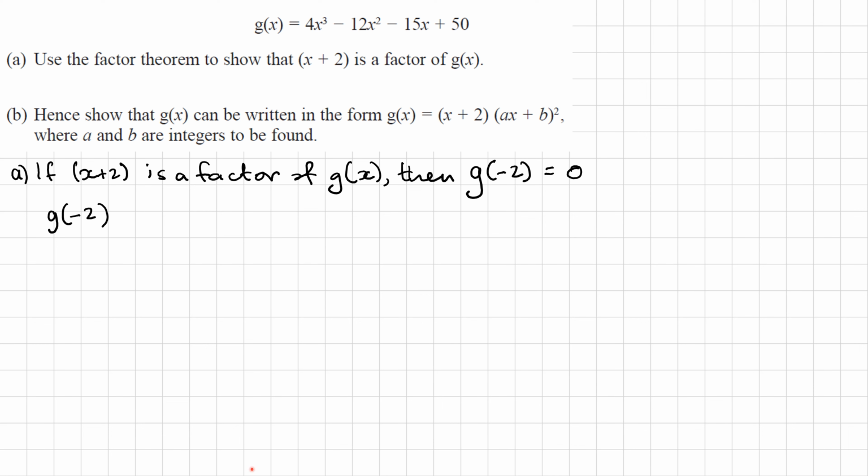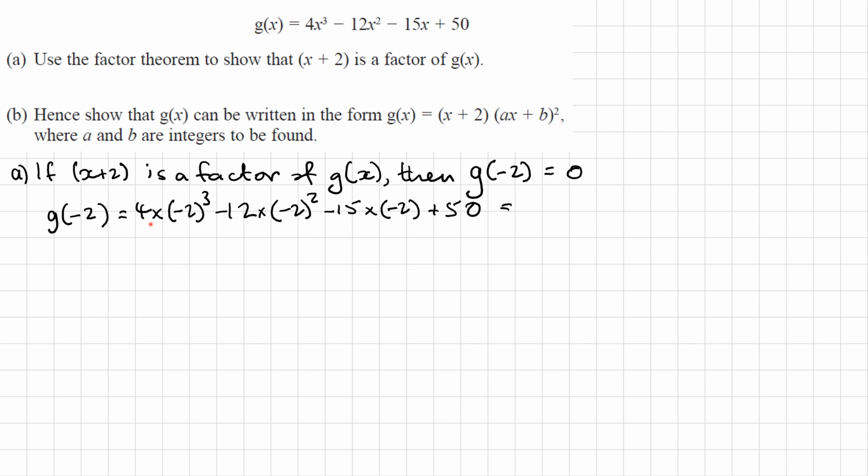So remember, whatever the number is, you reverse its sign to get what you're going to replace x with. So this will be 4 times negative 2 cubed minus 12 times negative 2 squared minus 15 times negative 2 plus 50. Let's work out that and see what we get.